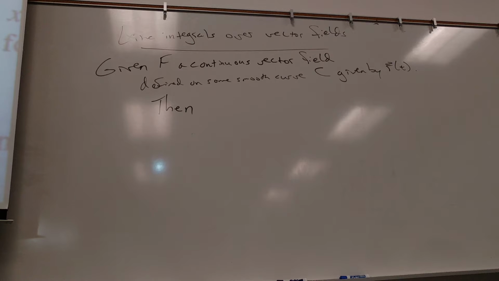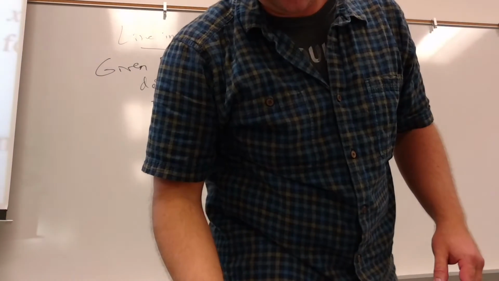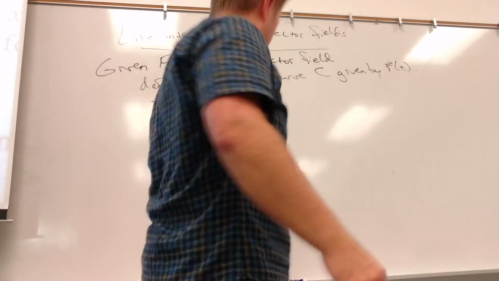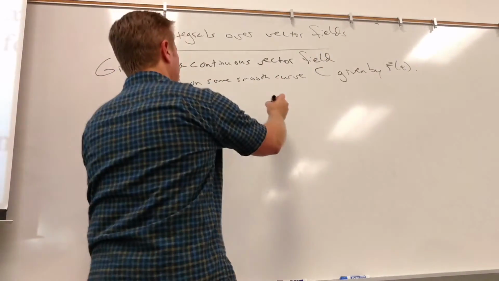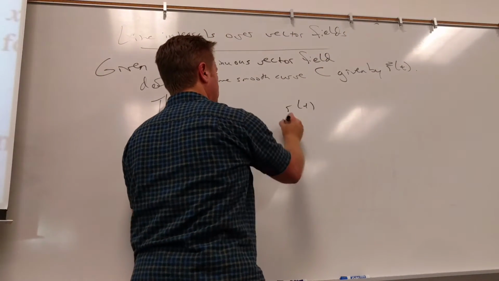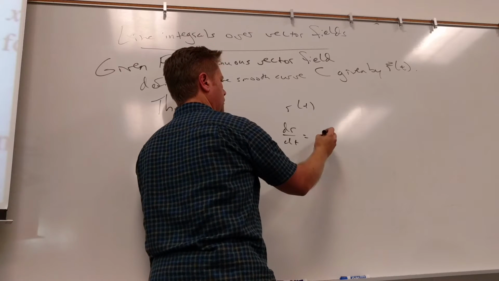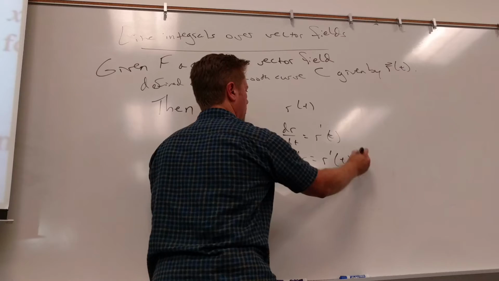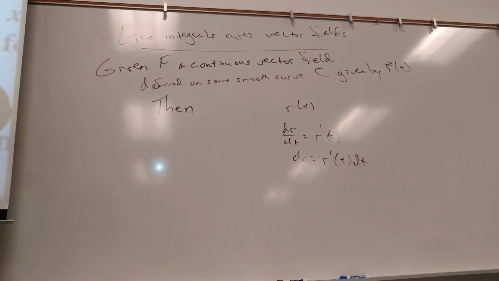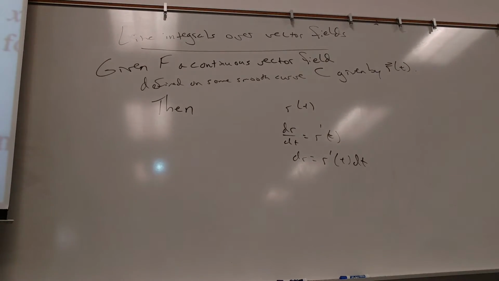Now this is not a huge step to take, hopefully. If I have r of t, what's dr dt? R prime of t. So then what's dr? Okay, that's amazing. So dr is r prime of t dt. And then I have my F at r of t.